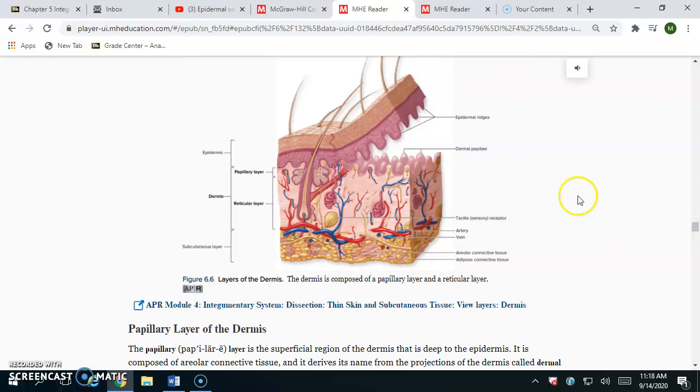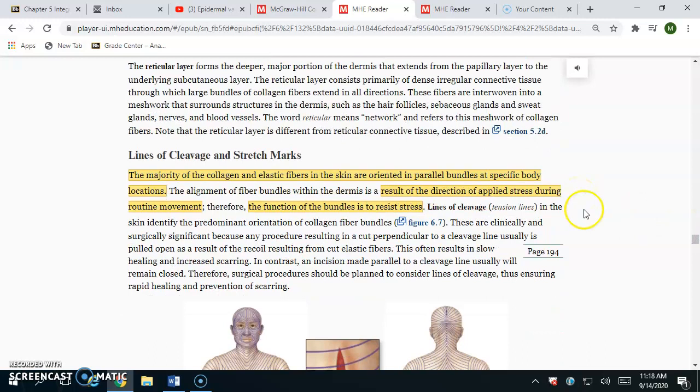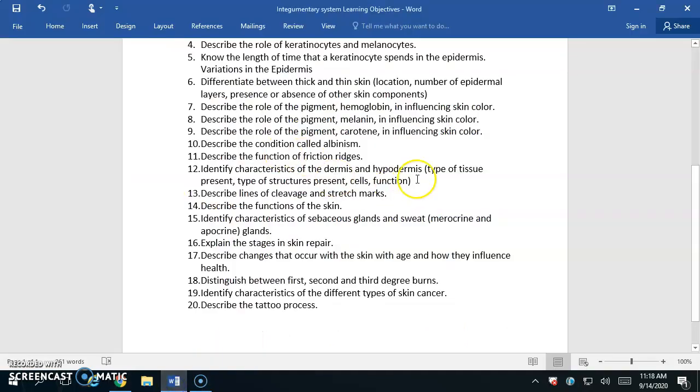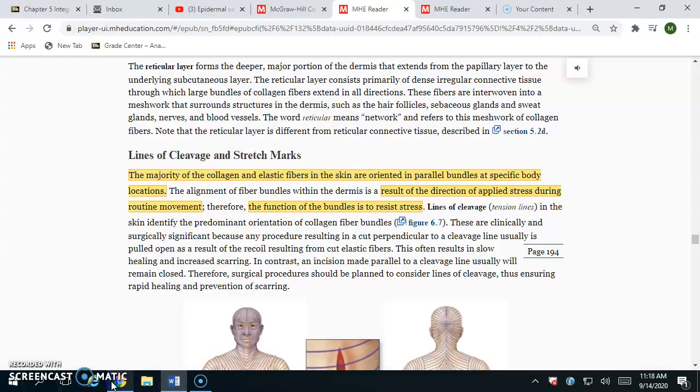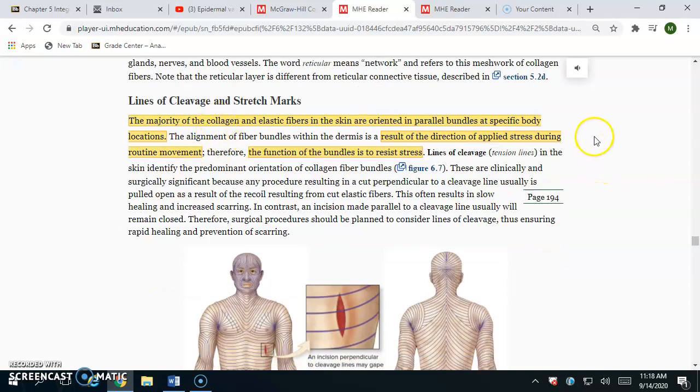Okay. So we're going to move on here, and the other thing that we're going to talk about when we talk about the dermis is the lines of cleavage and stretch marks. So again, this is where we talk more about some practical significance of the dermis and knowing its structure and function. So when we are talking about the dermis and all the collagen and elastin fibers that are in the skin, they are there to provide support and resist stress that will happen with common body movements that we make.